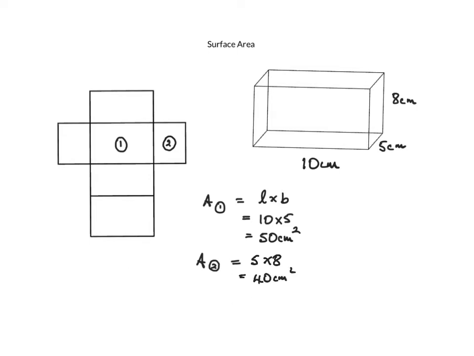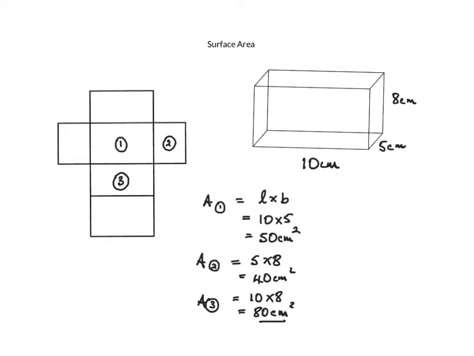And area 3, we can let area 3 be the front. So here we are here, it's this face, and the dimensions of this face are 10 by 8. 10 times 8 is 80 centimetres squared.